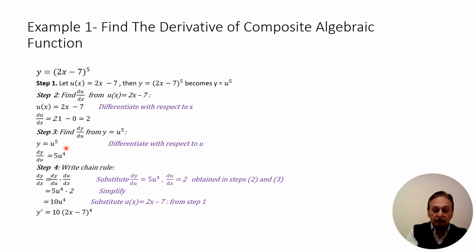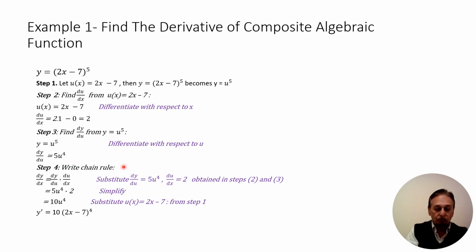Now next, step 3, we're going to find dy over du from the function y equals u to the power 5. So let's write down y equals u to the 5 and differentiate with respect to u. So y becomes dy over du equals, and here we apply the power rule. We bring the power down, 5, and subtract 1 from 5, and we get 5 times u to the 4.